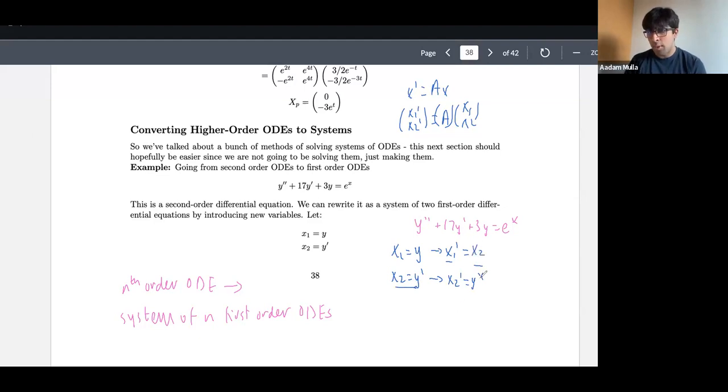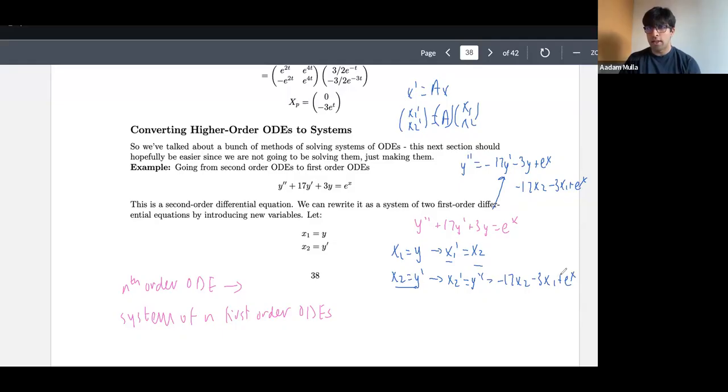Now x2 prime equals y double prime. How am I going to know what y double prime is in terms of x1 and x2? Given this original equation, y double prime equals negative 17y prime minus 3y plus e to the x. Negative 17y prime is negative 17x2, because y prime is equal to x2, minus 3y, and y is equal to x1, so minus 3x1, plus e to the x. That's just a constant term, we'll deal with that later. So x2 prime equals negative 17x2 minus 3x1 plus e to the x.